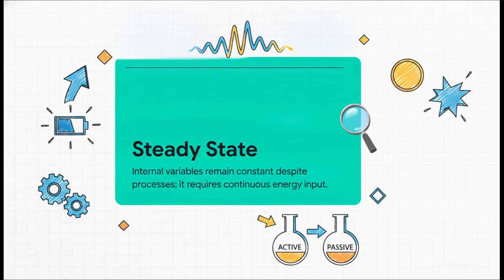It is a biological condition where internal variables stay totally constant, even while processes are constantly churning. The key takeaway? Steady state is a highly active, energy-demanding balancing act. It is absolutely not passive equilibrium. Honestly, in biology, passive equilibrium just equals death.